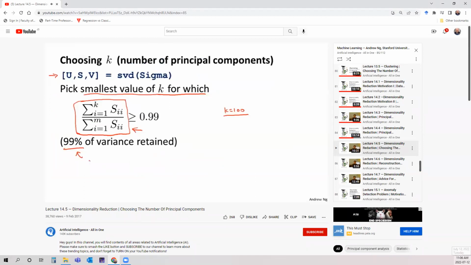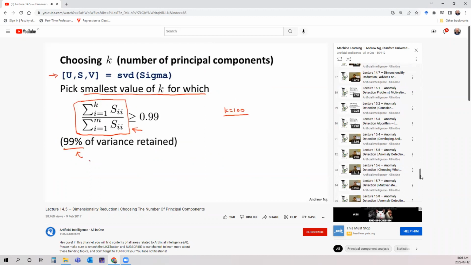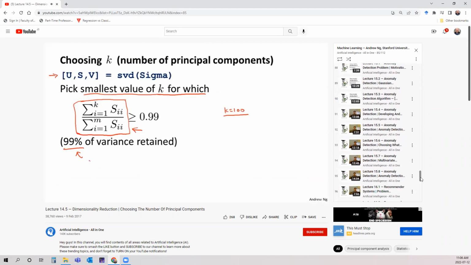And if you apply PCA to very high dimensional data sets, like 1,000-dimensional data, very often, just because data sets tend to have highly correlated features, this is just a property of most of the data sets you see, you often find that PCA will be able to retain 99% of the variance, or retain 95, 99, some high fraction of the variance, even while compressing the data by a very large factor.